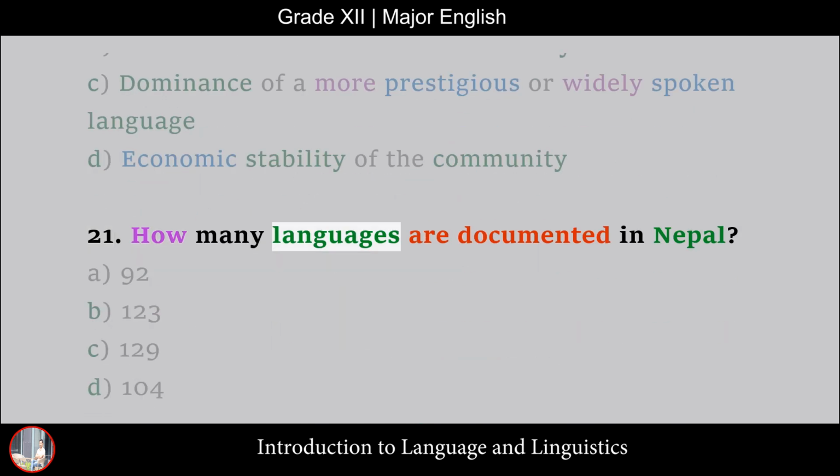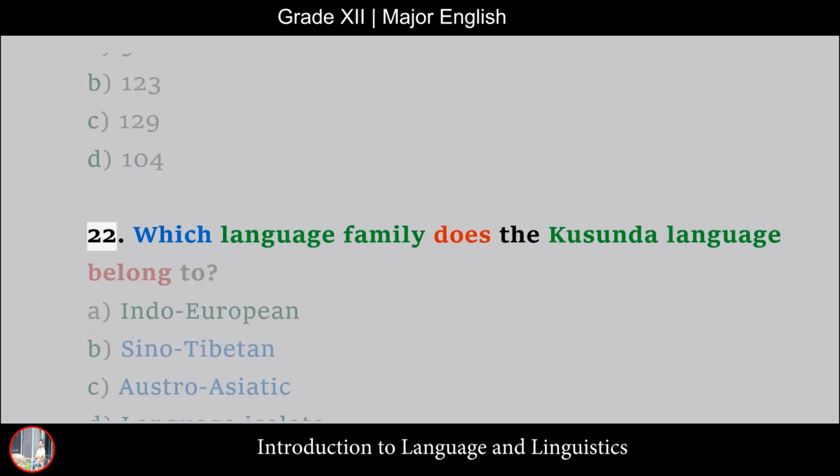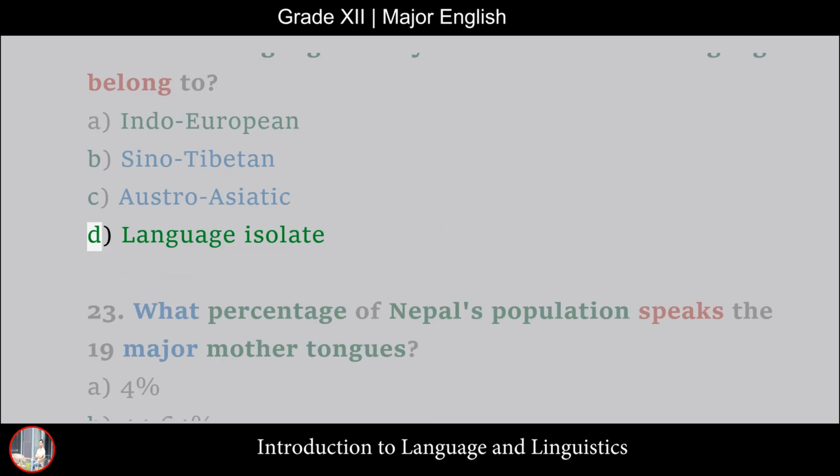21. How many languages are documented in Nepal? A. 92. B. 123. C. 129. D. 104. 22. Which language family does the Kasunda language belong to? A. Indo-European. B. Sino-Tibetan. C. Austroasiatic. D. Language isolate.